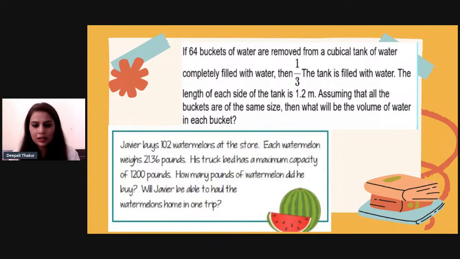Or Xavier buys 102 watermelons at the store. Each watermelon weighs around 21.36 pounds. His truck bed has a maximum capacity of 1,200 pounds. I've just pulled it from the internet. Oh, it's a good question. Thank you for those answers. How many pounds of watermelon did he buy? Will Xavier be able to haul the watermelons home in one trip?